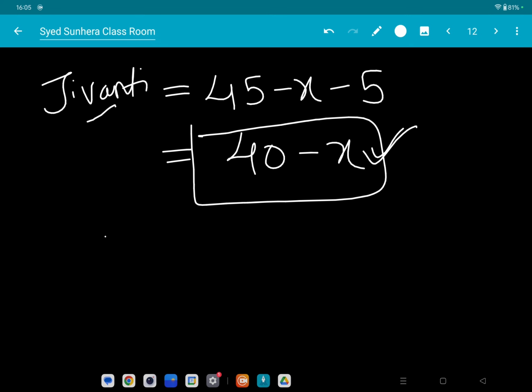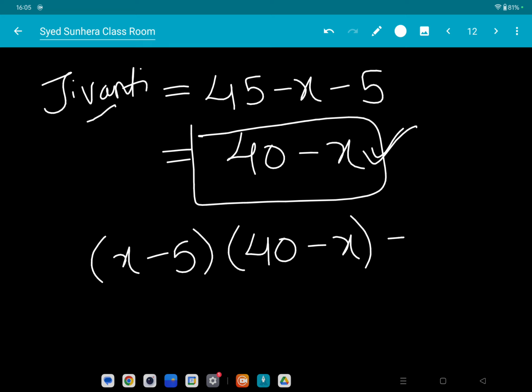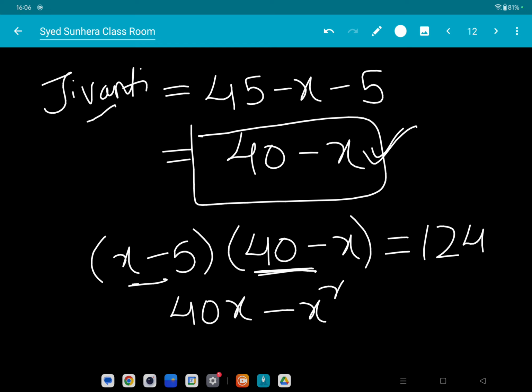So we can write it as x minus 5 into 40 minus x is equal to 124. It was given in the question that the product of their marbles is equal to 124. If I solve this, then we will get the required equation. How can we solve this? We will solve this: x into 40, 40x, minus x square, minus 40 into 5, 200, minus into minus plus 5x is equal to 124.